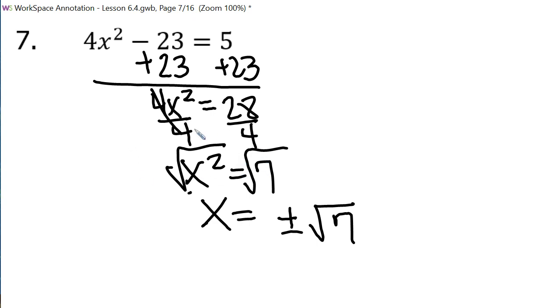If we put plus or minus 1 square root of 7? Technically, you don't have to have that 1 up front. Is it wrong? Technically, it's not wrong, as long as you have the plus or minus in front of that one.